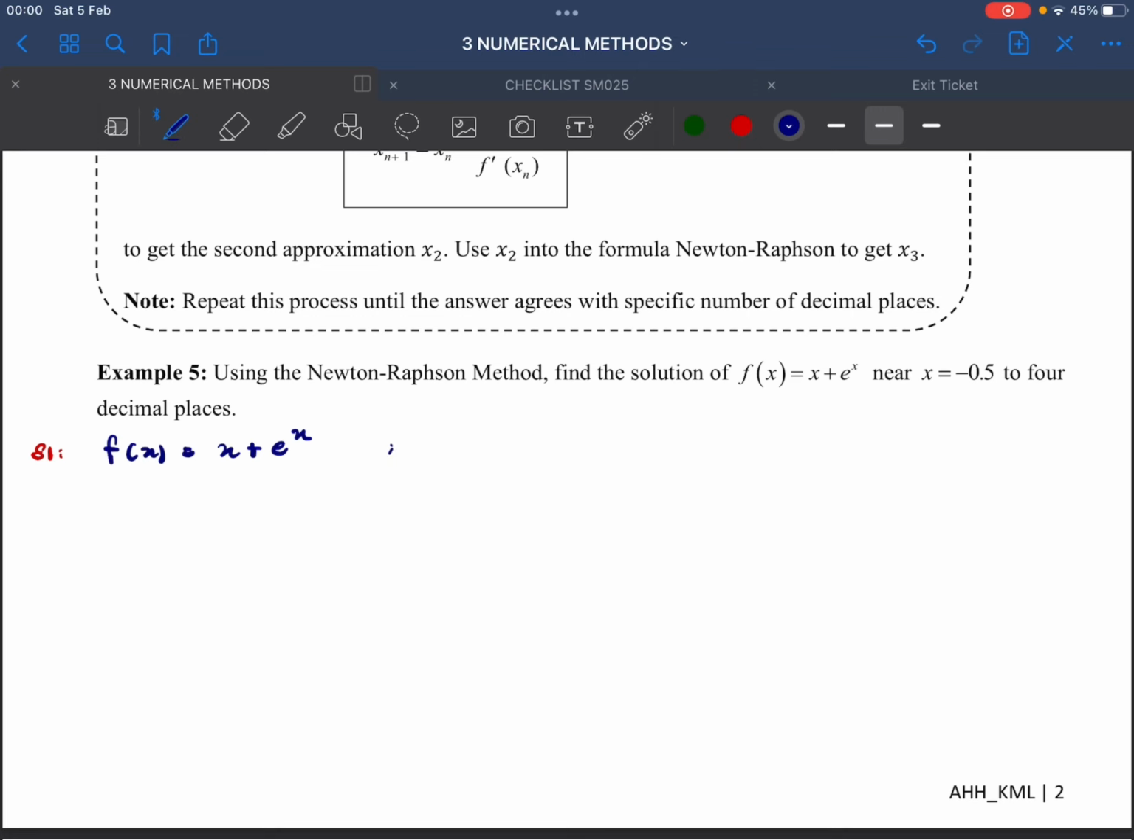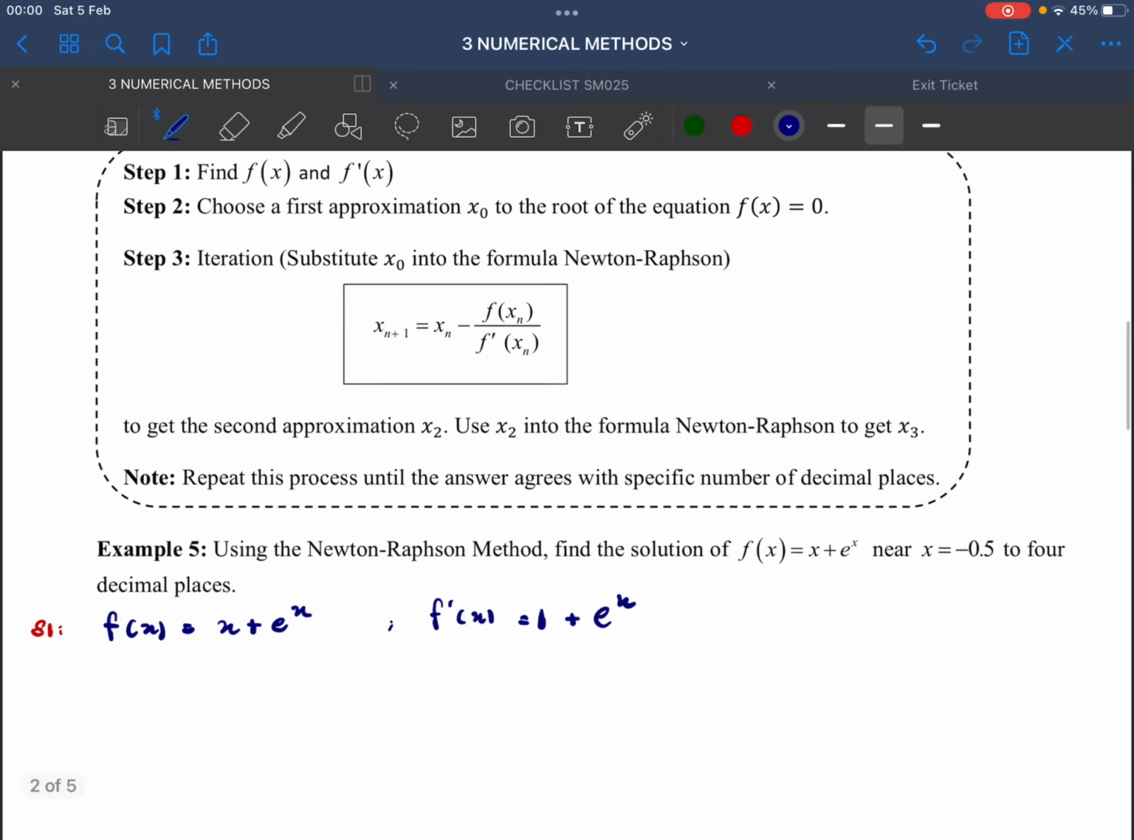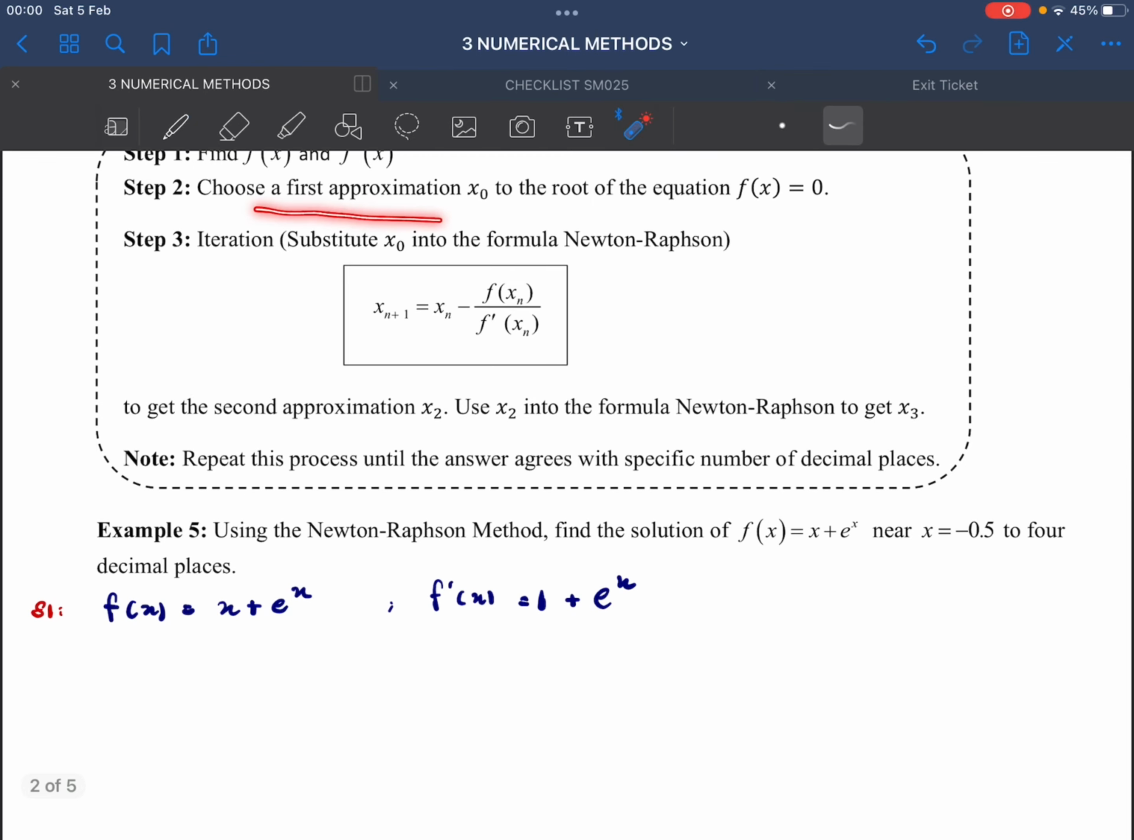And we have to find our f prime x. So our f prime x is just differentiate this thing. Okay, differentiate x, we get 1. Differentiate exponent x, we have exponent x again. Okay, so that is your first step. So the second step is we have to choose the first approximation or x naught.